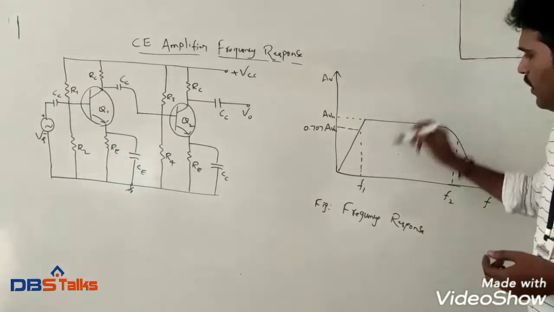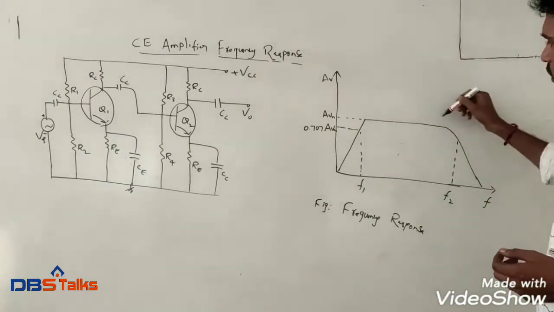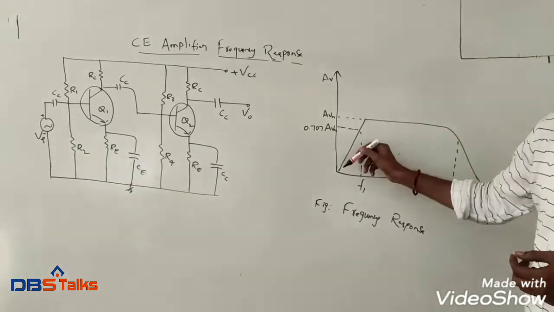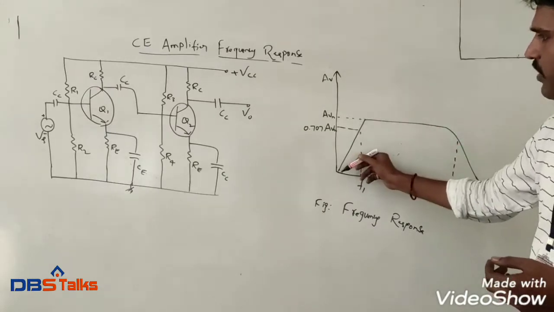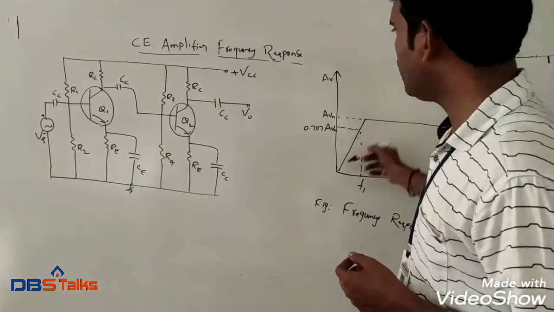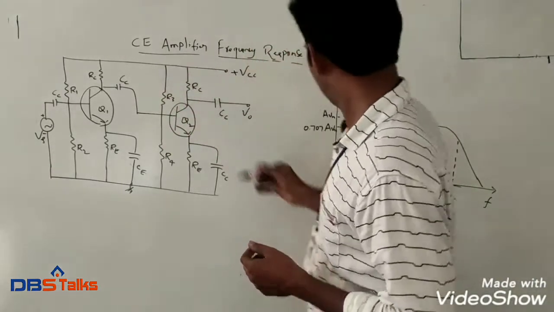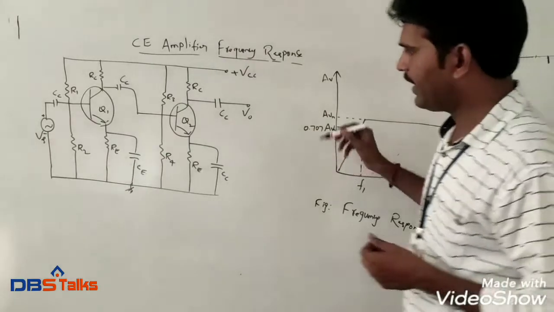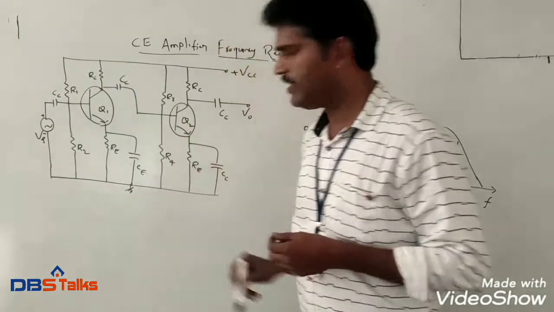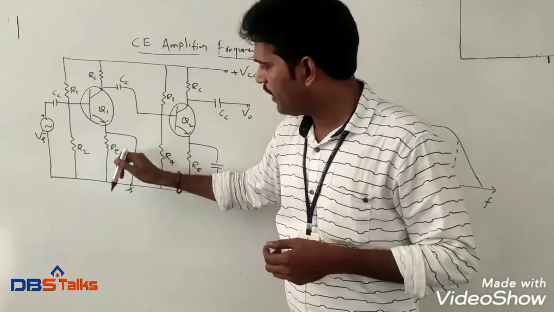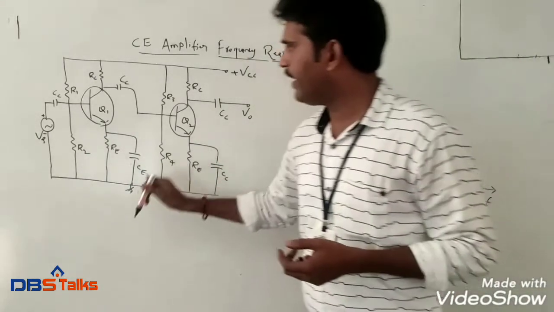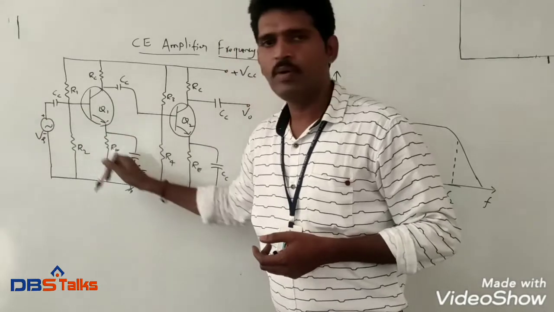See here, at mid frequencies, we are getting constant gain. At low frequencies and at high frequencies, the gain decreases. Why does the gain decrease at low frequencies and at high frequencies? At low frequencies, the gain decreases due to two capacitors. One is CC and the other one is CE. Here CE is the emitter capacitor or bypass capacitor. So at low frequencies, the gain decreases due to these two capacitors.